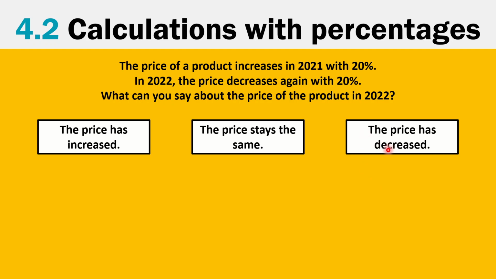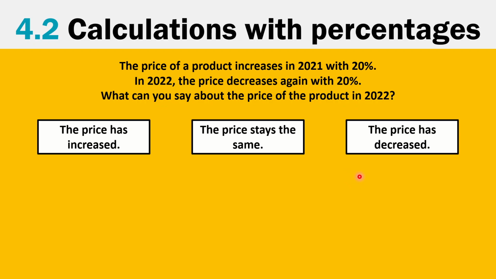Watch out with percentage-based calculations like this, because oftentimes they trick people. The price of a product increased in 2021 with 20%. A year later, the price decreased again with 20%. What can you say about the price of the product in 2022? Has this price increased, stayed the same, or has the price decreased? Think about this for a second.